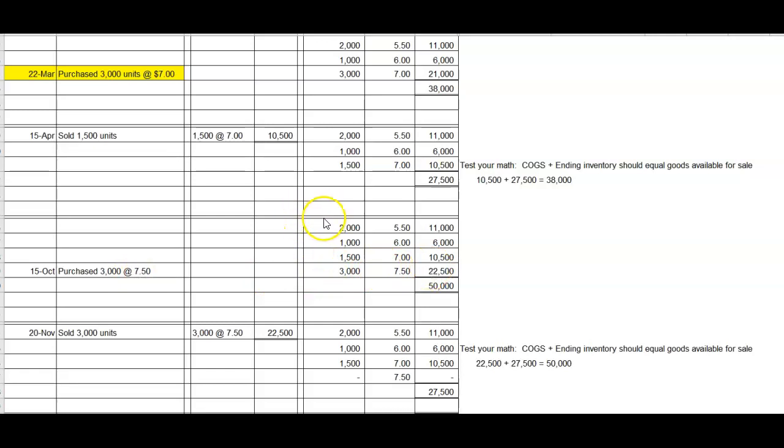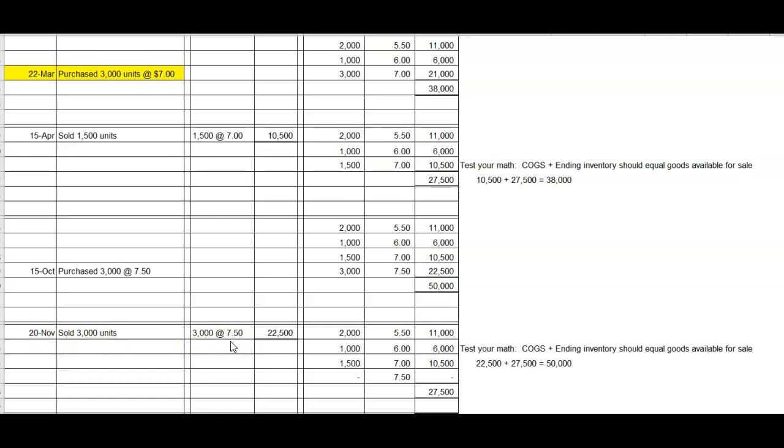So after our October 15th purchase, we have 4 layers of inventory, the newest of which was 3,000 units purchased on October 15th at a cost of $7.50 each for $22,500, added to the 3 old layers equals ending inventory after the October 15th purchase of $50,000 under LIFO. Then we sold 3,000 units.